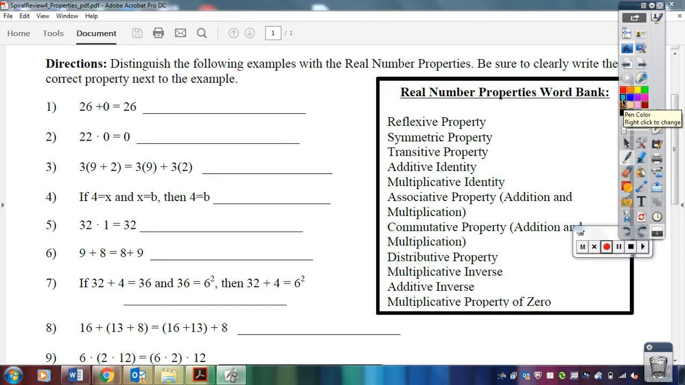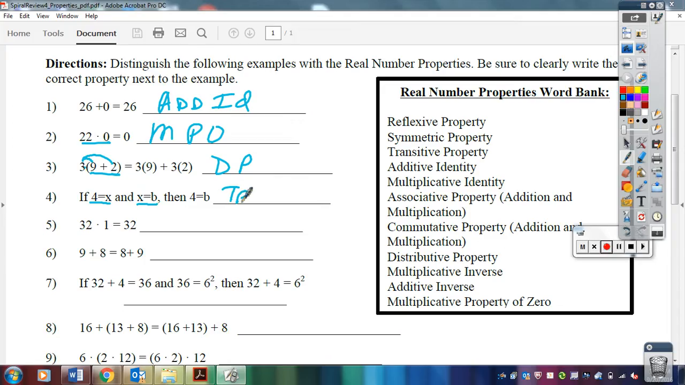Let's actually go through these. Add a number, stay the same. That's a waste of time property, or the additive identity. Multiply by 0, turn to 0. That's the multiplicative property of 0. Number 3, while there are two numbers associating, it's not the associative property because it's not addition everywhere. I see multiplication right here. It is actually the whoosh-whoosh, or distributive property, also known as the distributive property of multiplication over addition. If 4 equals x, x equals b, then 4 equals b, that's 3. That's the transitive property.